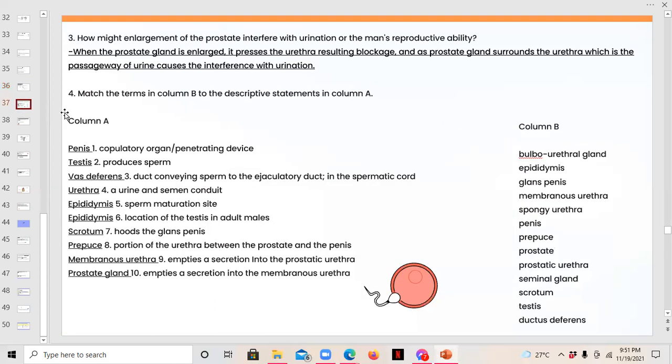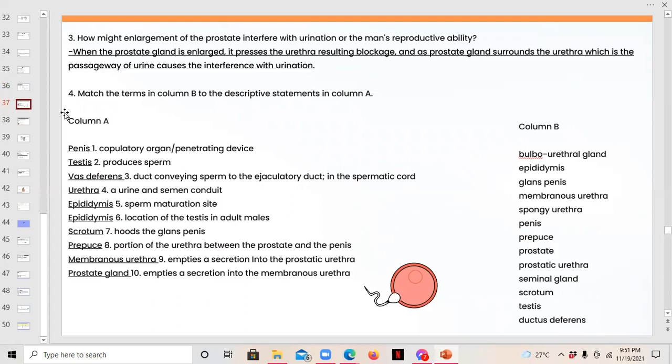Number 3. How might enlargement of the prostate interfere with urination or the man's reproductive ability? When the prostate gland is enlarged, it presses on the urethra, resulting in blockage. As the prostate gland surrounds the urethra, which is the passageway of urine, it causes interference with urination.